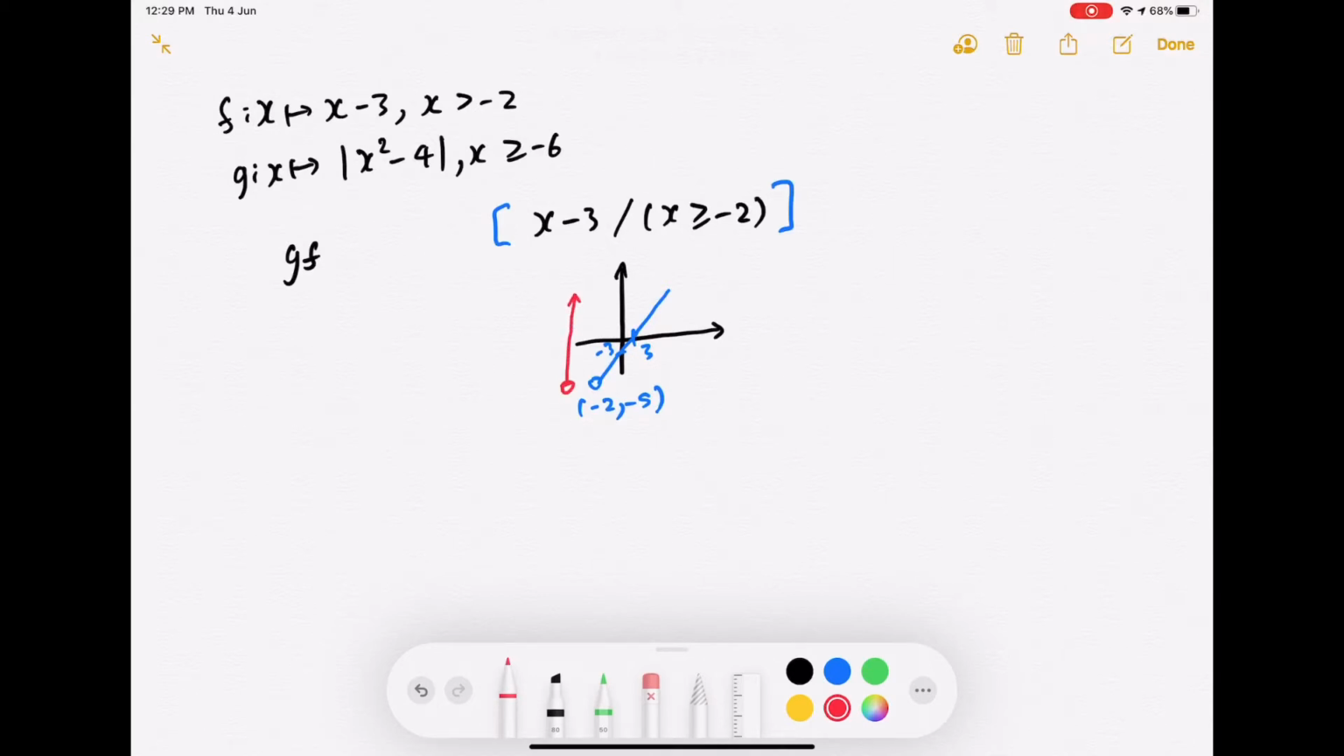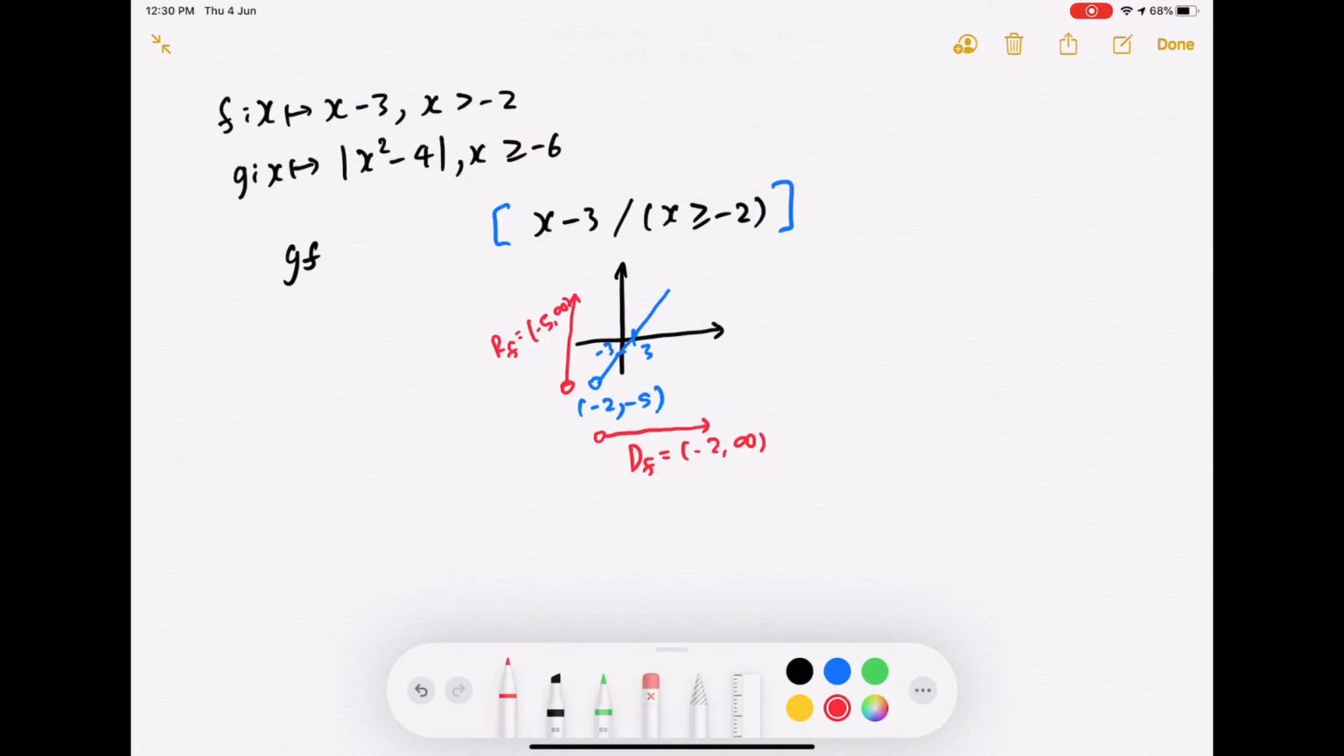So this will be our range of f, Rf, which will give us negative 5 all the way to infinity. And for our domain of f, we will have negative 2 all the way to infinity. Once we get this done, the main thing that we want is our range of f. So we have our range of f to be here.